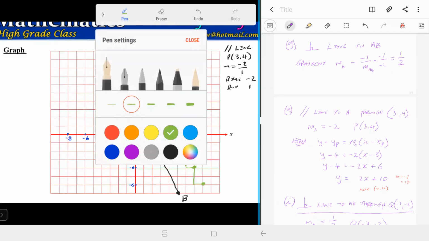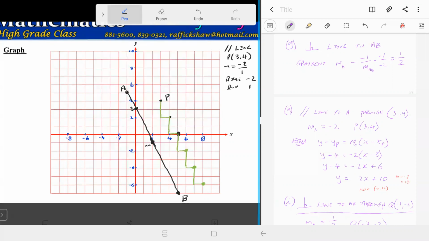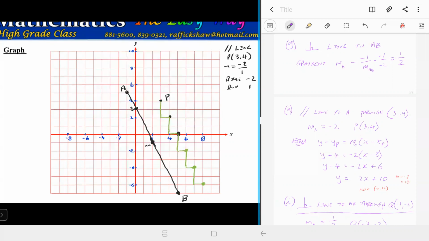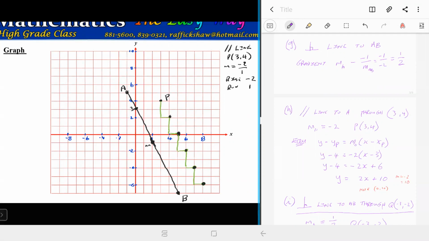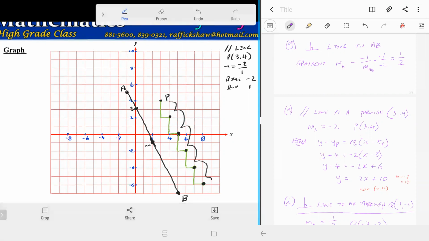These points, let me put them in black. So these are all points on that parallel line. Putting them in black. That's when I write negative 2, run 1. All right? Now watch me now. Instead of rising negative 2 and running 1, I'm getting all these little mini jumps. I can just use the same negative 2 and get a big jump.